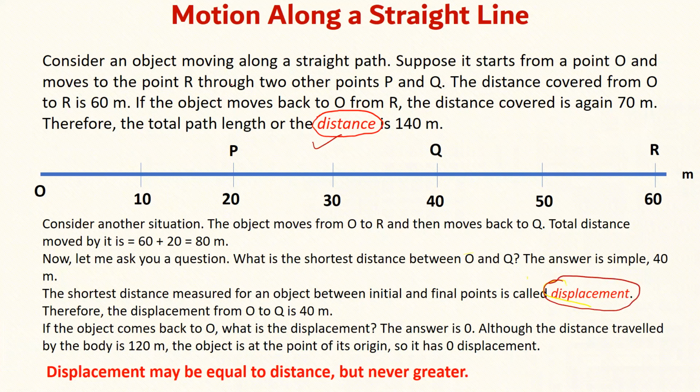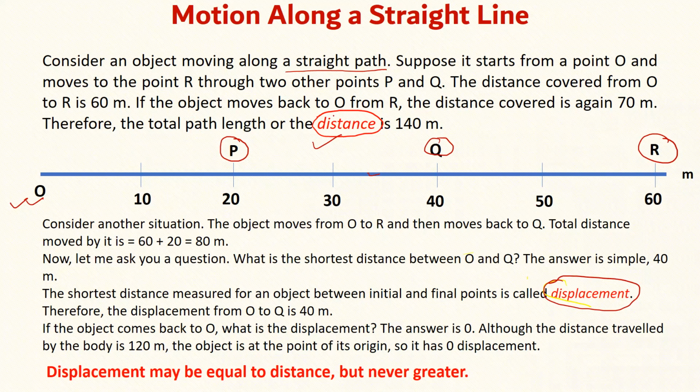So let us consider an object which is moving on a straight path. Suppose it starts from the point O. The blue line you see is the straight path. The object starts from O and moves to the point R through two other points, P and Q. The distance covered from O to R is 60 meters.